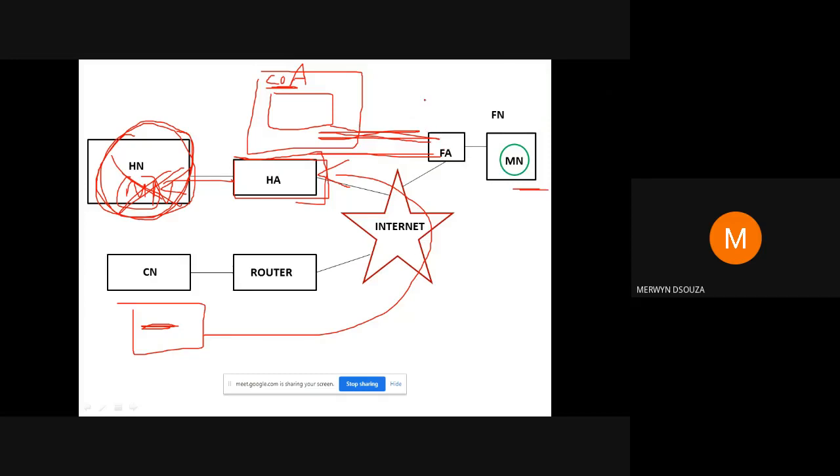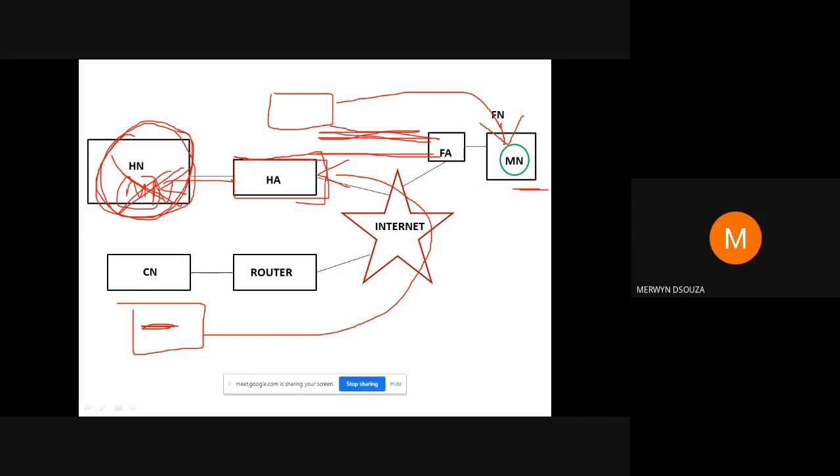The foreign agent then decapsulates. What is the meaning of decapsulation? Removing the extra packet. It takes the original packet now. After removing the extra header, it forwards the original packet to the MN.